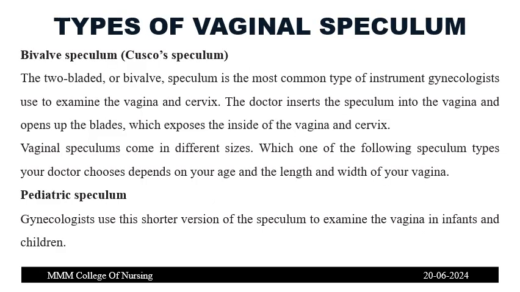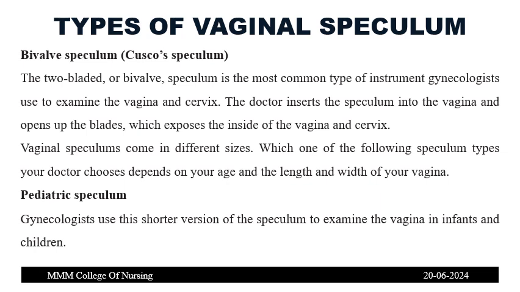Now we'll see the types of vaginal speculum. We have about five types, and we'll see them one by one. First is the bivalve speculum, called the Cusco speculum. The two-bladed or bivalve speculum is the most common type of instrument gynecologists use to examine the vagina and the cervix. The doctor inserts the speculum into the vagina and opens up the blades, which exposes the inside of the vagina and cervix. Vaginal speculums come in different sizes.